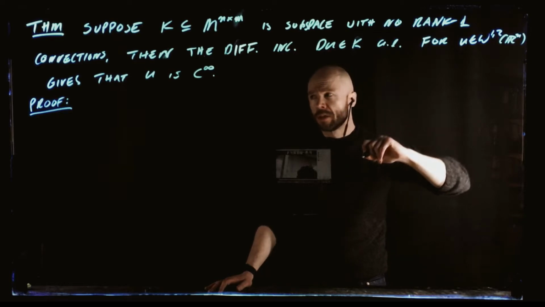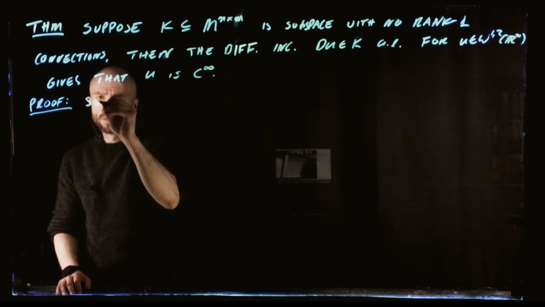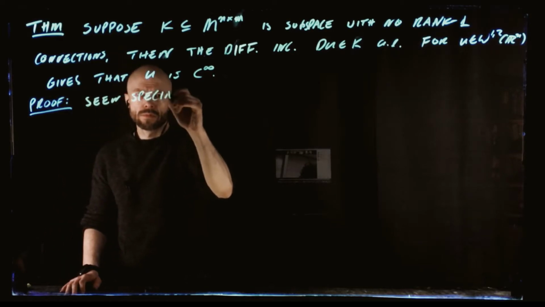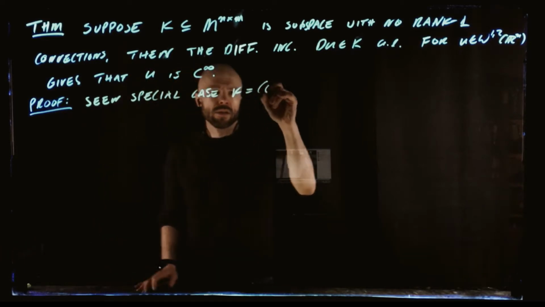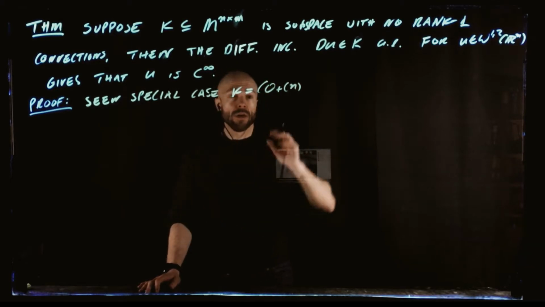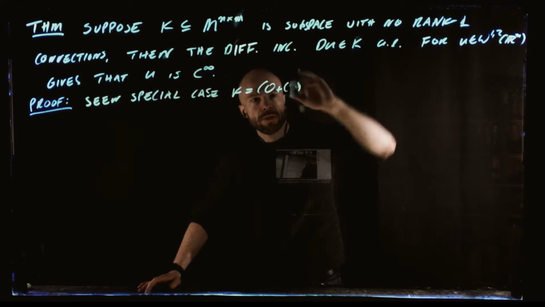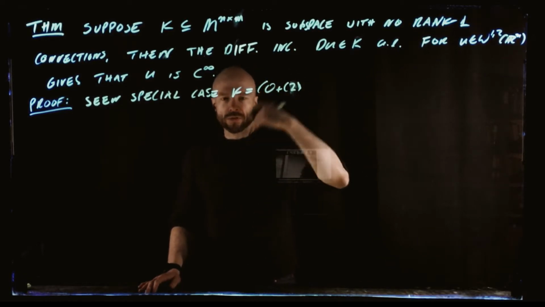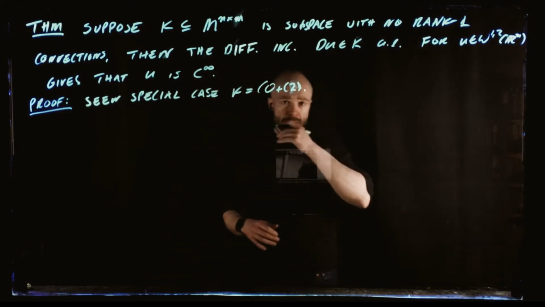Okay, so we have seen the special case of K being the conformal matrices. This is a subspace without rank 1 connections in 2 dimensions. But now we claim that this is true for any subspace without rank 1 connections. And this is how it is going to work.